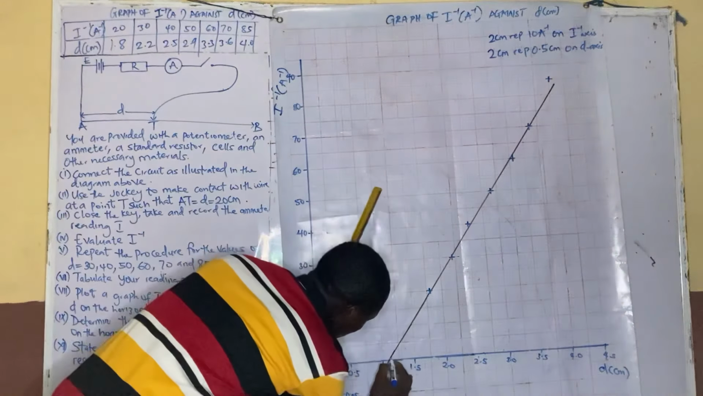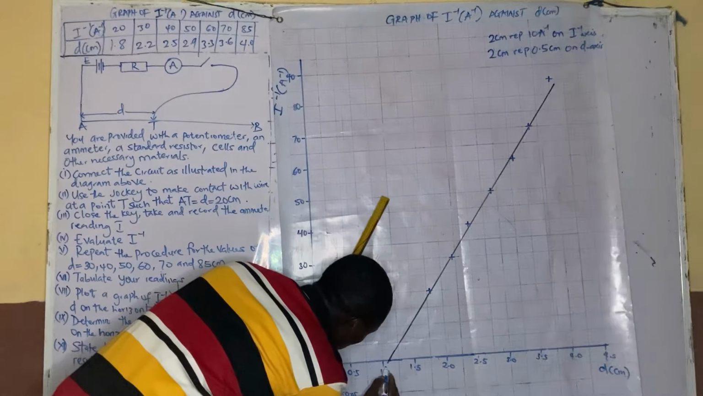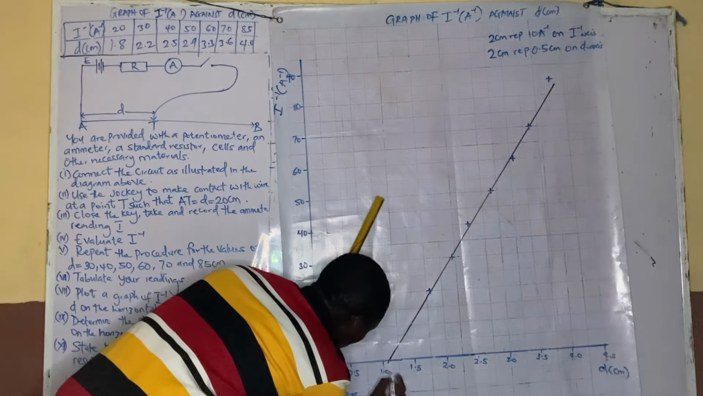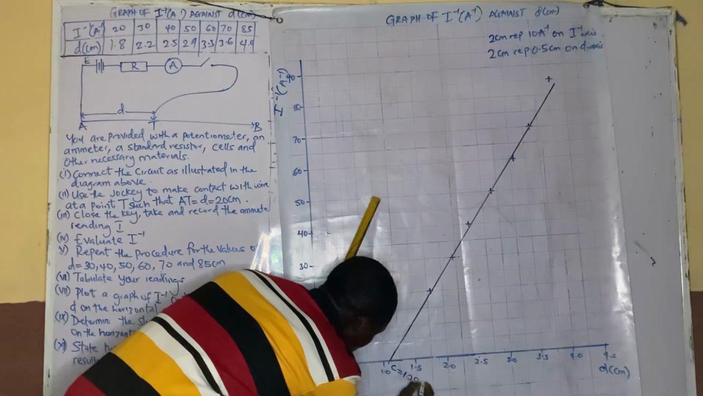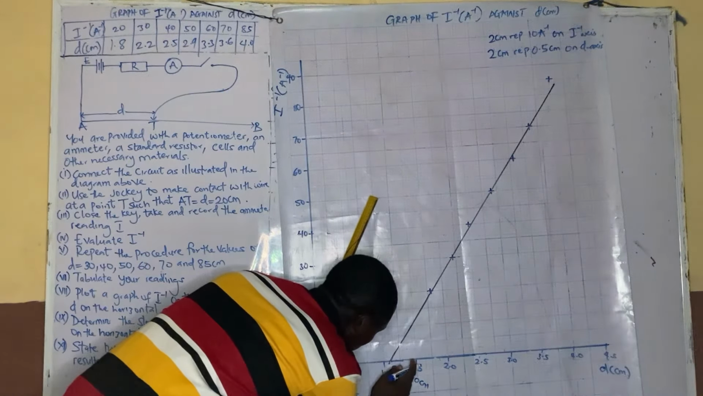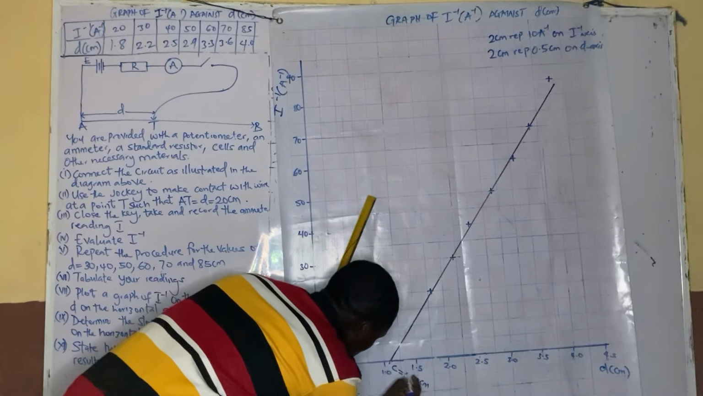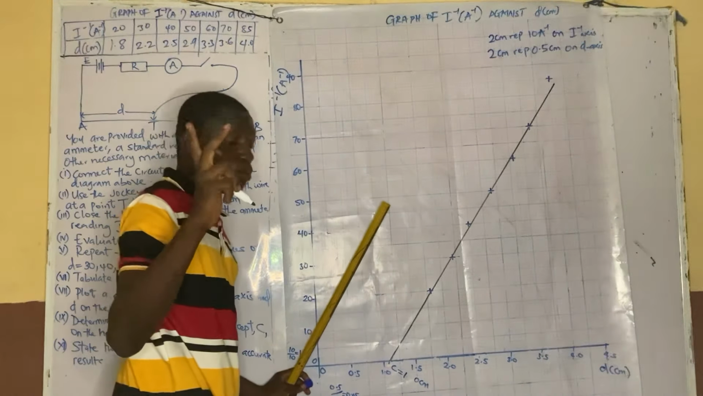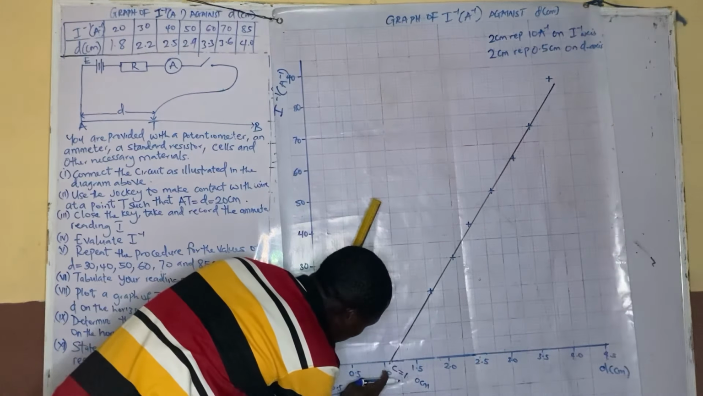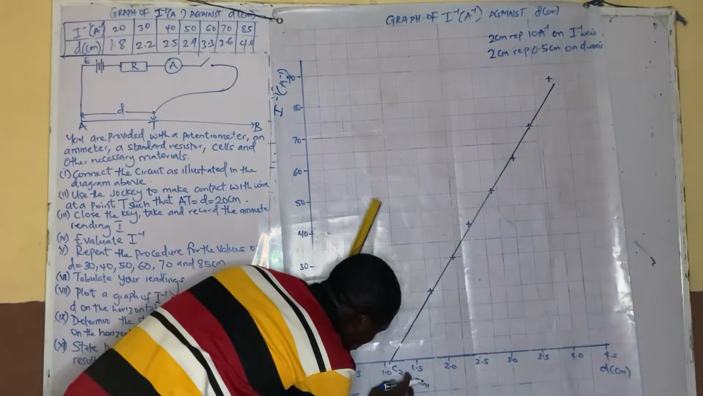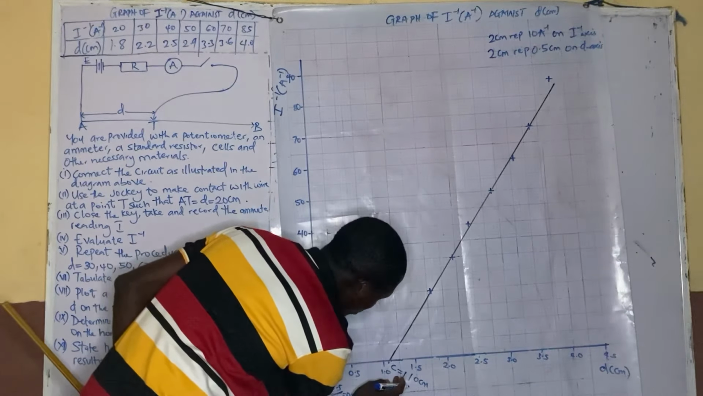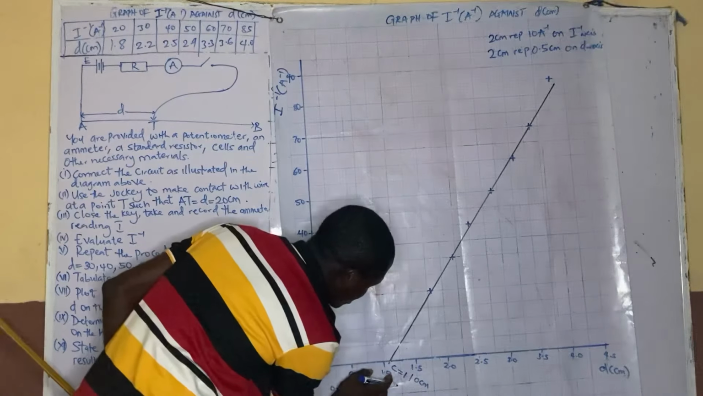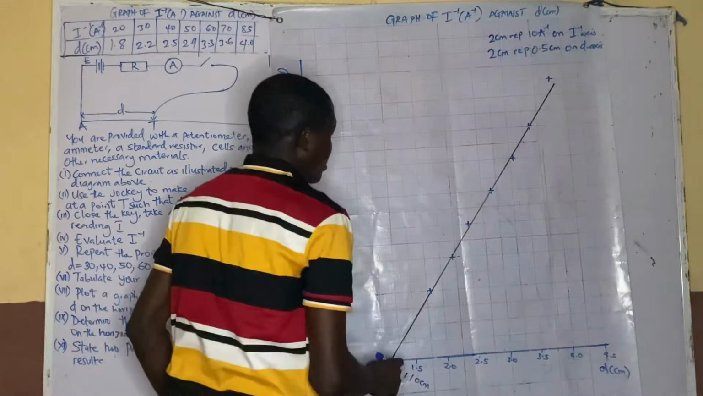Now our intercept here, on the horizontal axis, which is C, is equal to 1.2. This is 1.2, 1.3, 1.4. No, this is supposed to be 1.1. We said two boxes represent 0.1. So 0.1 here, that is 1.0. So our intercept is 1.10. This point here is 1.10. So our intercept is 1.10.